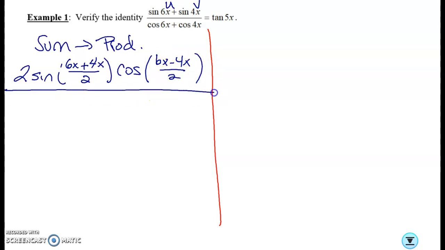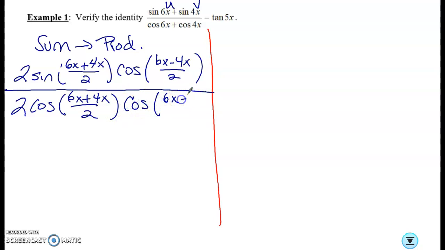And then in the denominator, it's the same deal. You're just going to look for this pattern. So I see cosine plus cosine. That would be the third formula down. When we change that, that would be 2 cosine of (u plus v) divided by 2 times the cosine of (u minus v) divided by 2.